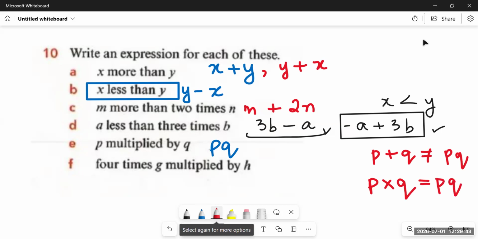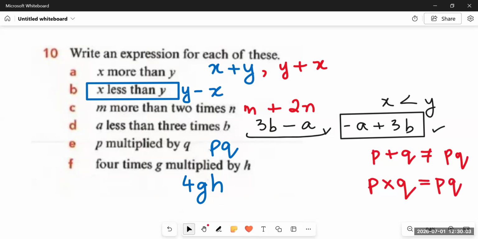And then it says 4 times g. 4 times g is 4g, multiplied by h. And since we are multiplying a variable with another variable, we again don't need to write down a multiplication sign, and it's going to be 4gh. 4 times g, 4g multiplied by h.